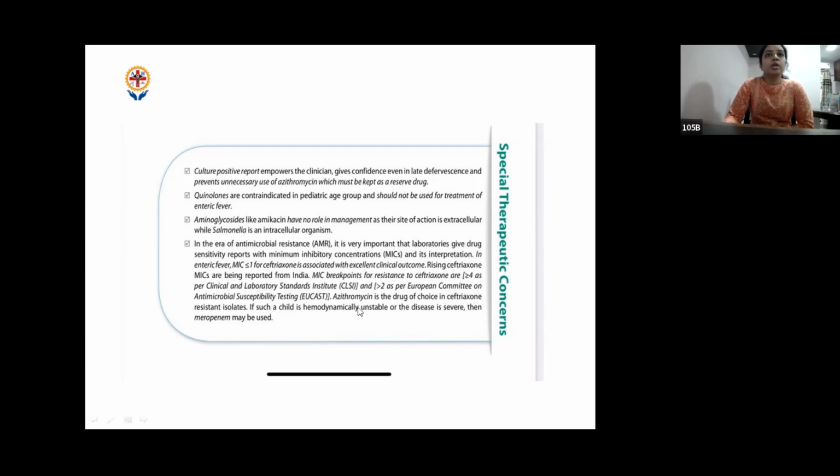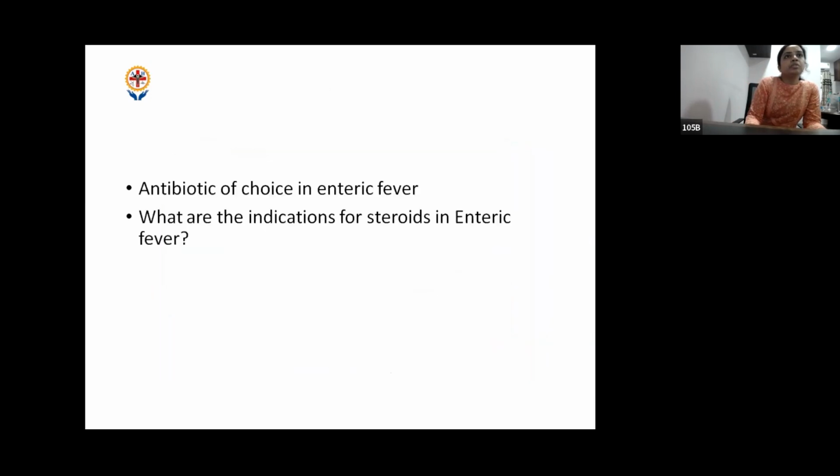And if the child is hemodynamically unstable or the disease is severe, then meropenem may be used. So in this child, we started meropenem and azithromycin. This reference is from IAP Standard Treatment Guidelines. After starting meropenem and azithromycin, there is a clinical response. So what are the indications for steroids in enteric fever?